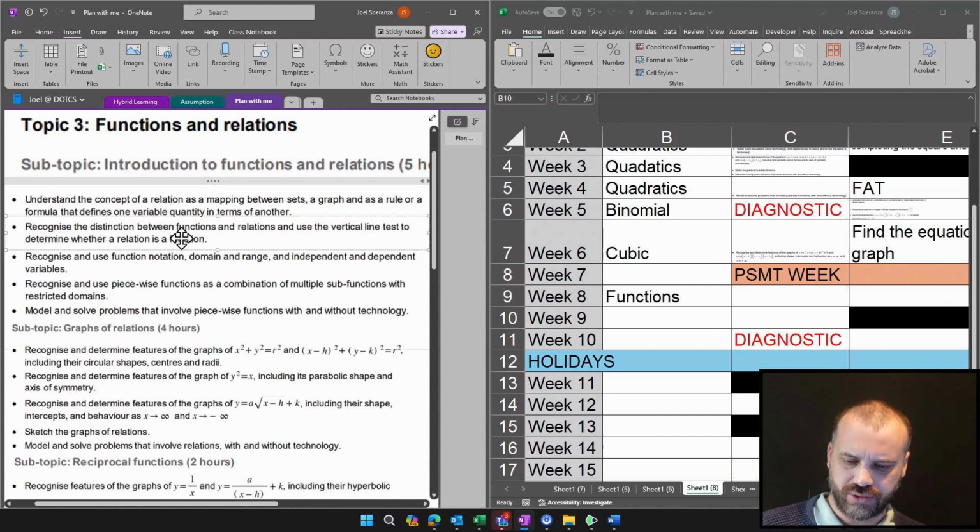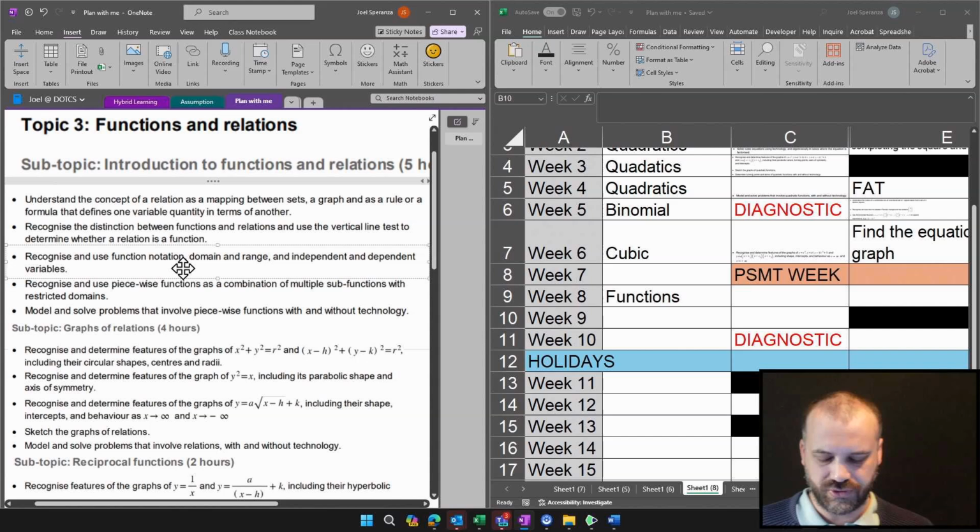Recognize the distinction between functions and relations using the vertical line test. Yep, okay, vertical line test, that's good, that's fun. Students can have some success with the vertical line test, so we'll knock that over. And then recognize and use function notation, domain and range, and independent and dependent variables.